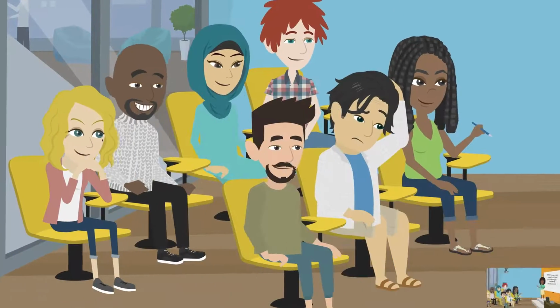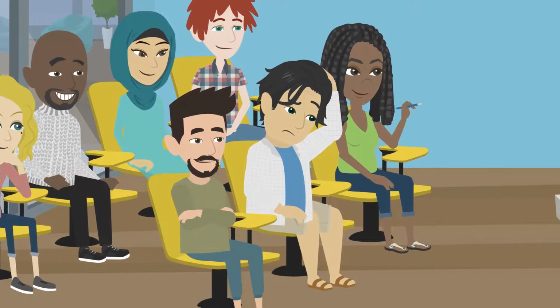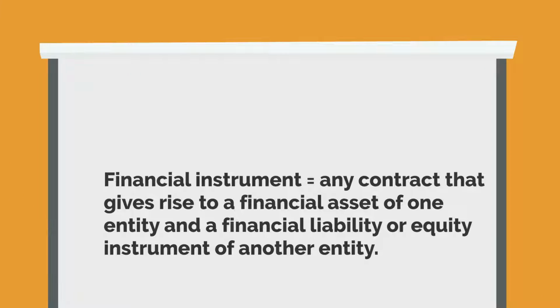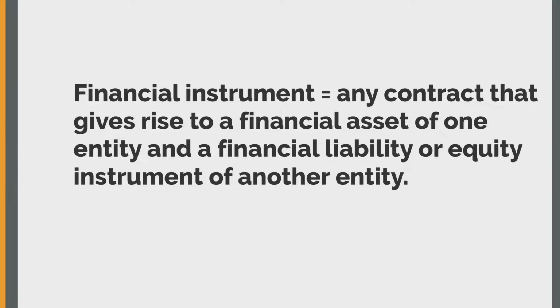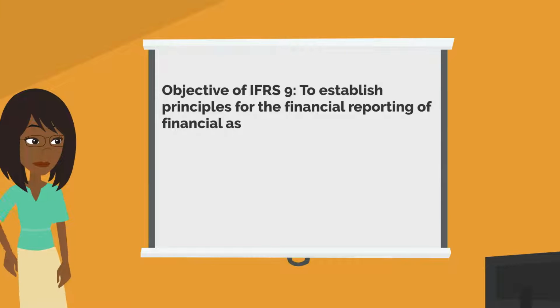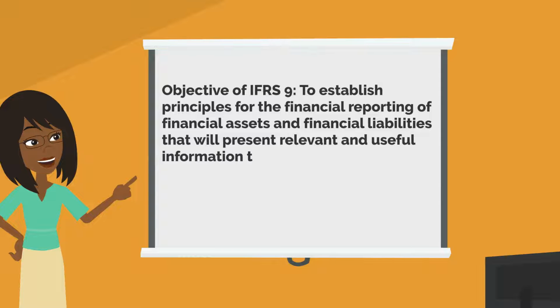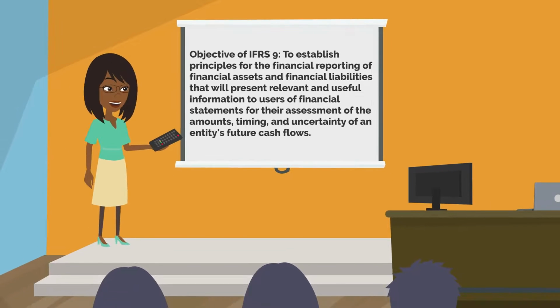So, what exactly are financial instruments? Meaning those items that might be in the scope of IFRS 9. Financial instruments are defined as any contract that gives rise to a financial asset of one entity and a financial liability or equity instrument of another entity. And the objective of IFRS 9 is to establish principles for the financial reporting of financial assets and financial liabilities that will present relevant and useful information to users of financial statements for their assessment of the amounts, timing, and uncertainty of an entity's future cash flows.